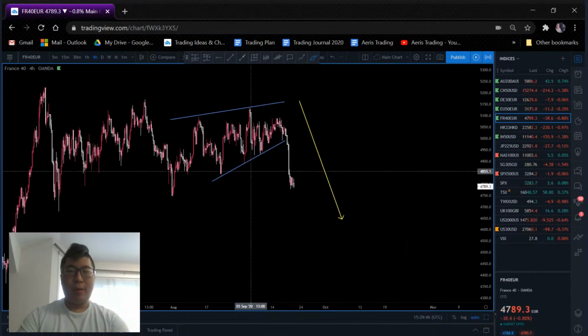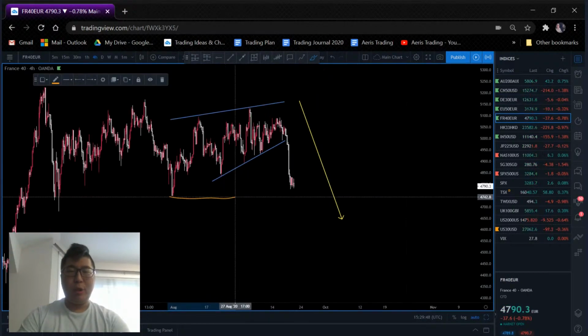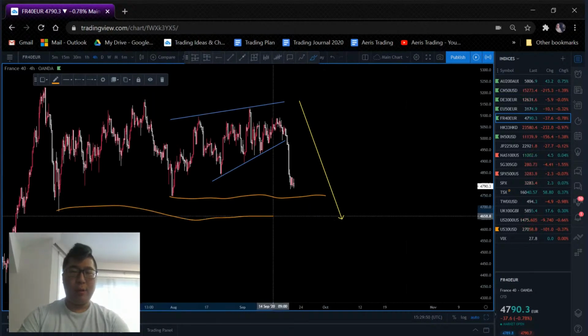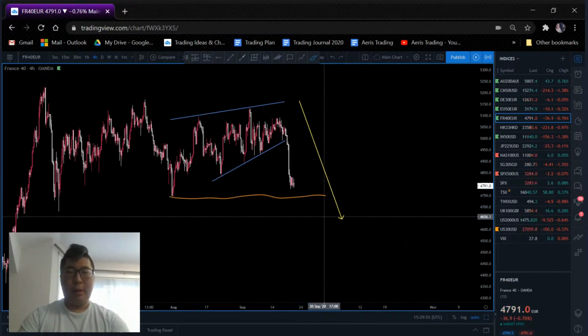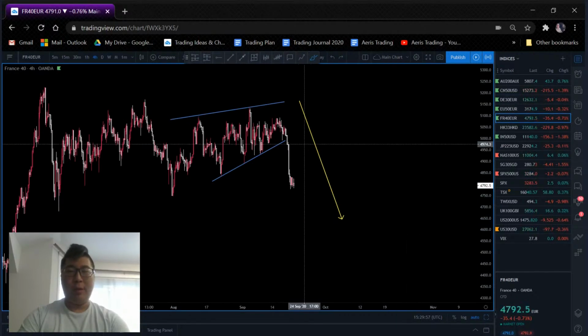France 40 broke down a little more because we're approaching this low now. Okay, we're approaching this low area. So yes, it looks like it can continue downwards, but I think the other two that I just went over look a little bit more clean.